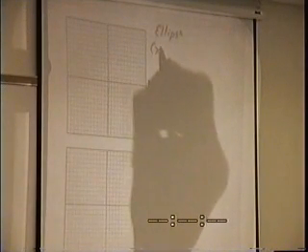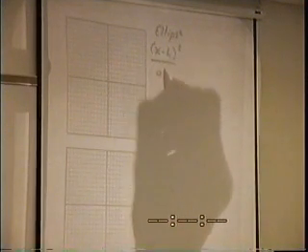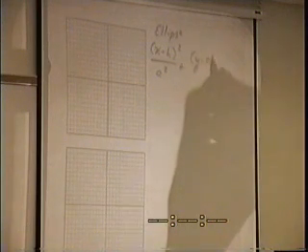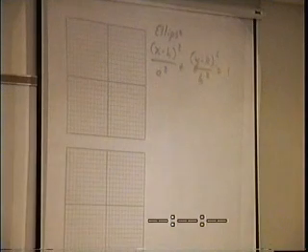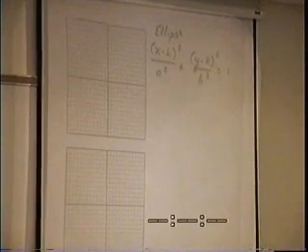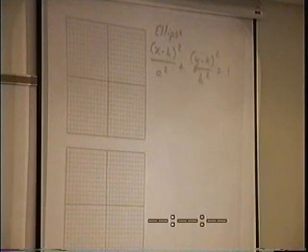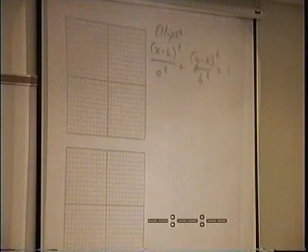It looks like this: (x minus h) quantity squared over a squared. Just like y equals mx plus b is the standard form of a linear equation, this is a standard form for an ellipse.